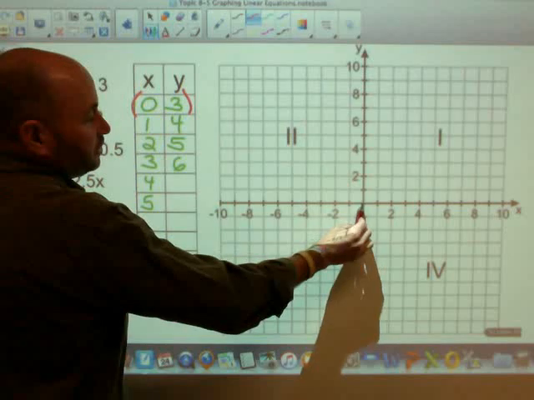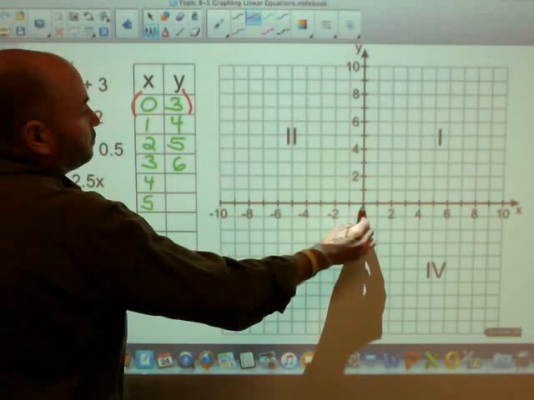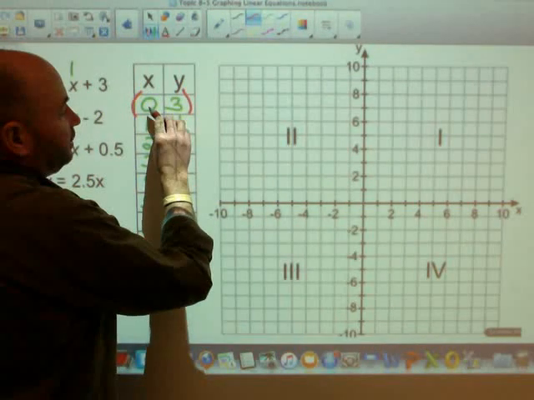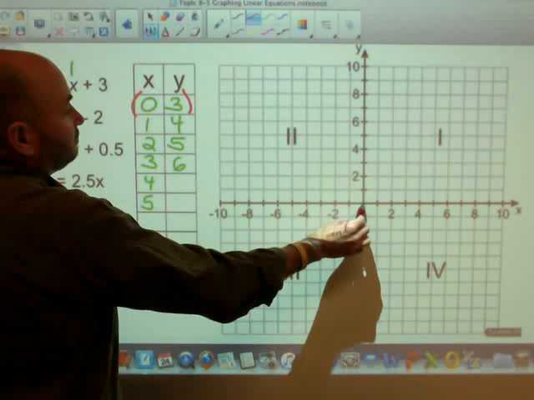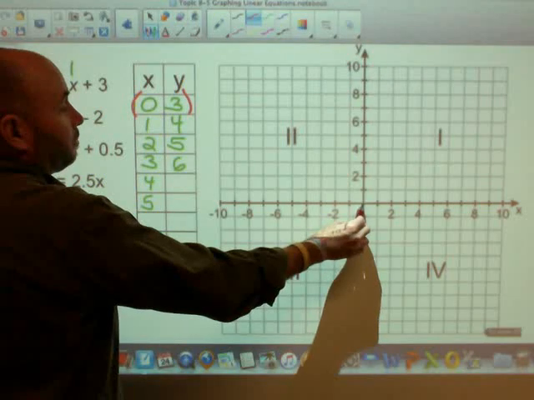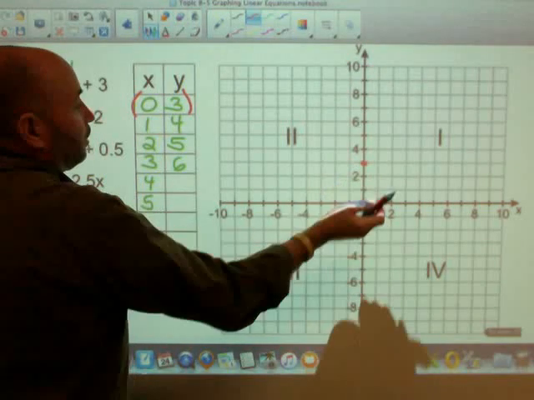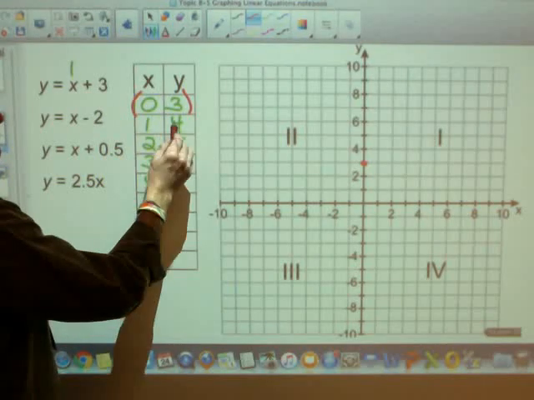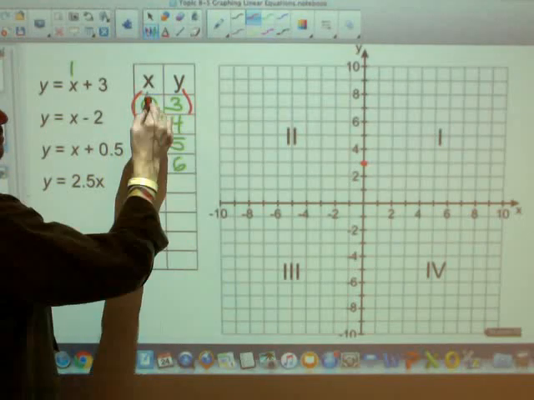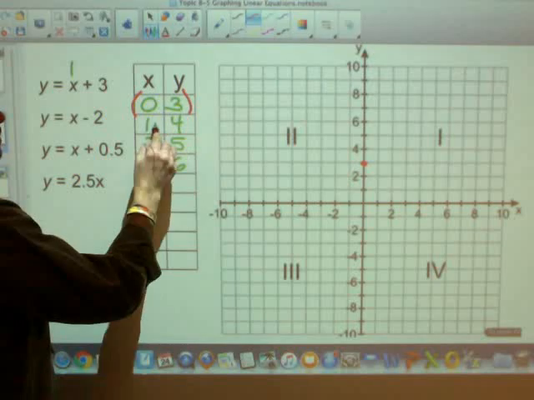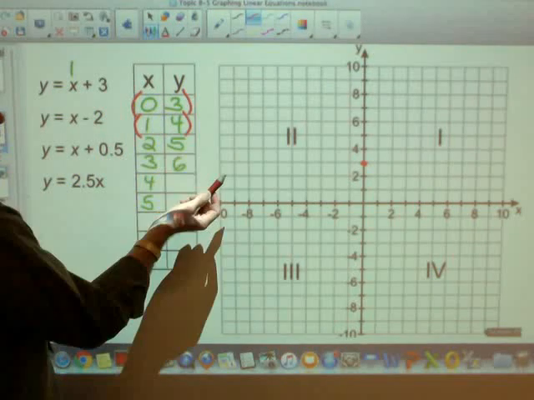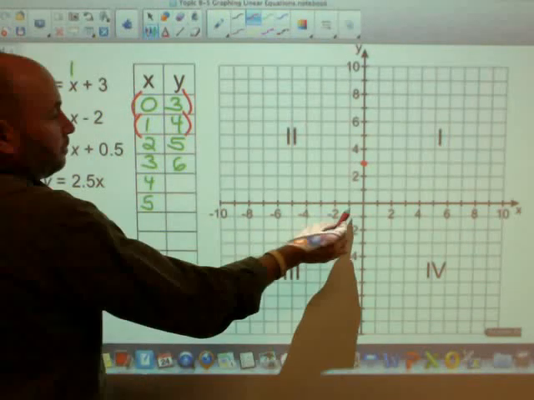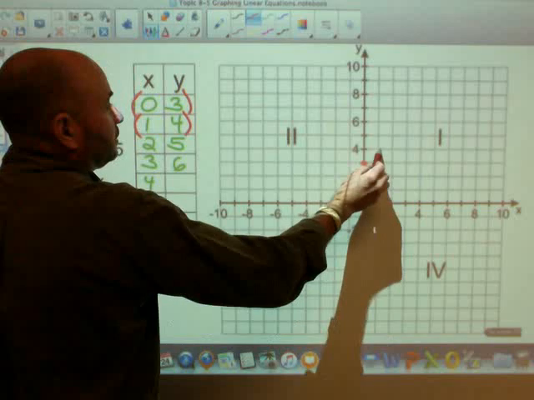Well, we start at the origin, and we're not going to go left or right. We're going to stay on the y-axis because our x value is 0, and we're going to go right up to 3, and we can plot our point. Then we have a value of x of 1, a value of y of 4. That is our ordered pair, so it is 1, 4, so we will come over positive 1, positive 4.